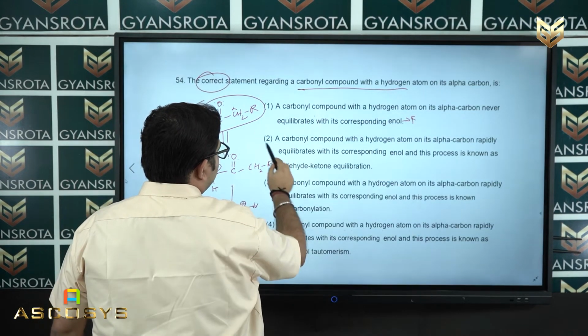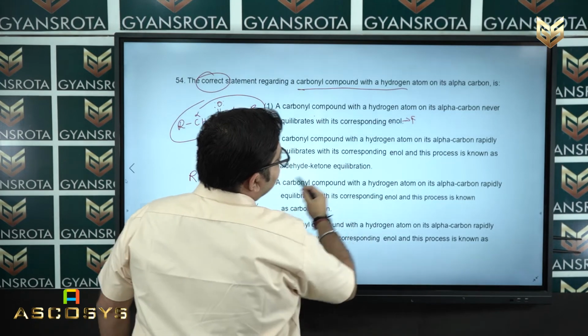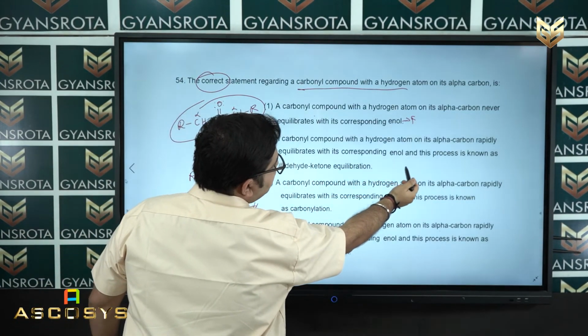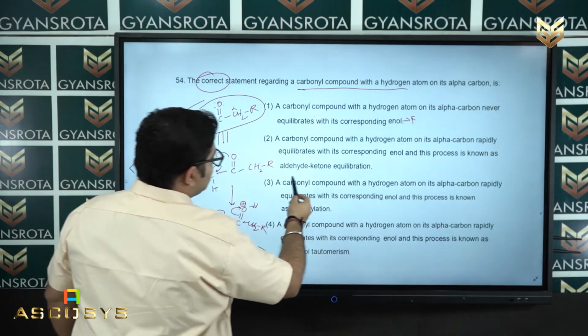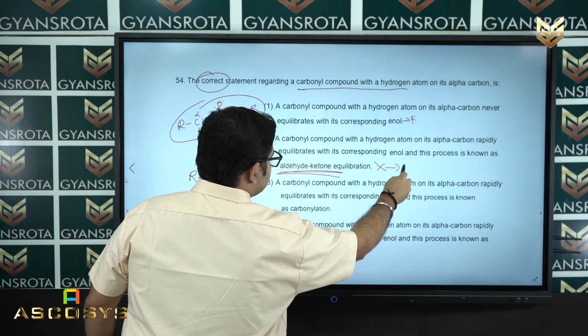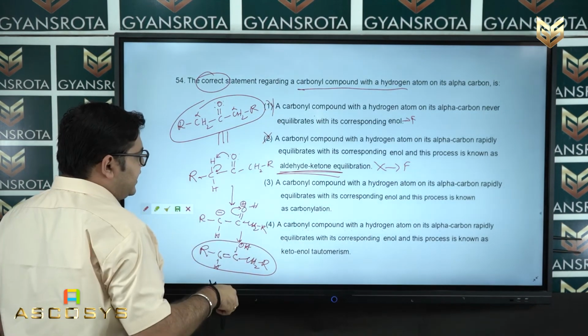So, option number 2: a carbonyl compound with a hydrogen atom on its alpha carbon rapidly equilibrates with its corresponding enol, and this process is known as... no, that is not the aldehyde-ketonic equilibrium, this process is known as tautomerization. So, option number 2 and option number 1 we can neglect.